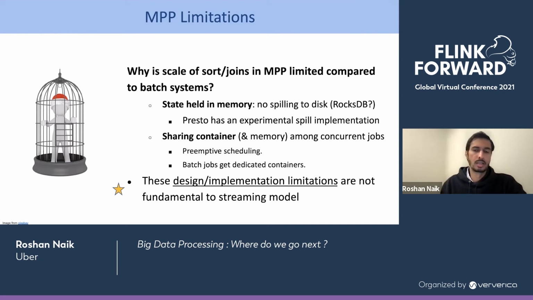The second point here is that MPP databases have a fixed number of containers pre-launched and multiple jobs are being launched on the same set of containers. So there's sharing of containers between jobs and these jobs are being preempted. So there's preemptive scheduling going on there. This also limits the scalability because they're sharing CPU and memory. But as you can see, neither of these are fundamental limitations of the streaming model. They're just primarily design choices or implementation limitations.